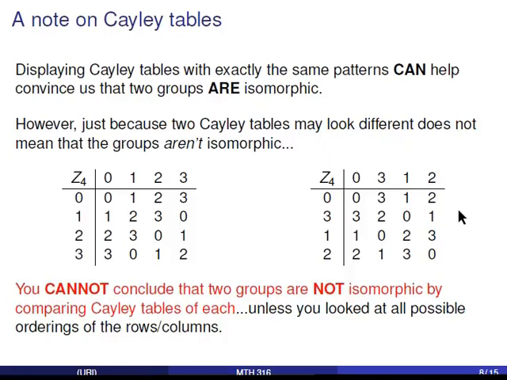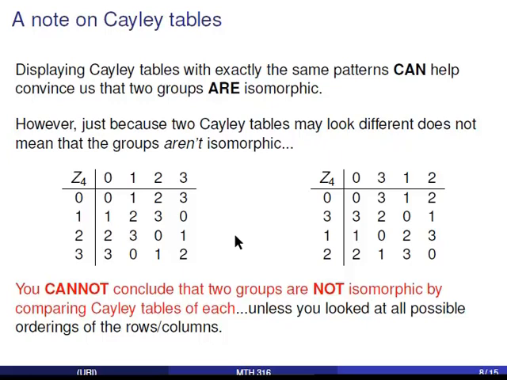And so you might, if you are not careful, say, well, because these Cayley tables are different, these groups can't be isomorphic. But they are. They're definitely isomorphic. The problem is that the columns and rows in this table are written in a scrambled order, which makes it hard to see the diagonal stripes we're used to seeing.